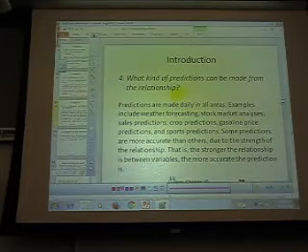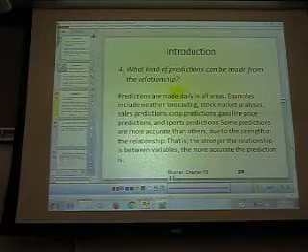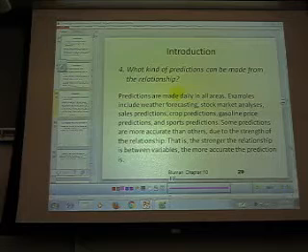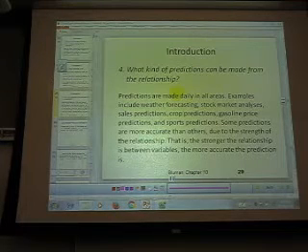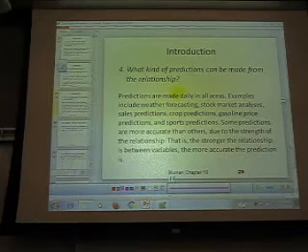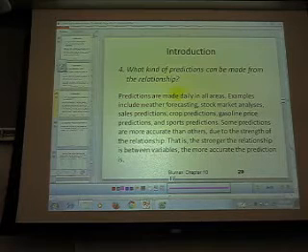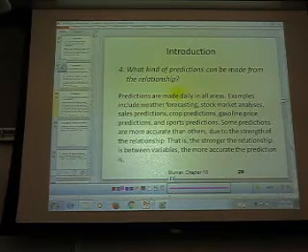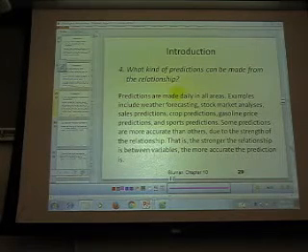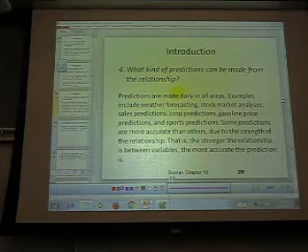Shashank, go ahead and read. What kind of predictions can be made from the relationship? Predictions are made daily in all areas. Examples include weather forecasting, stock market analysis, sales predictions, crop predictions, gasoline price predictions, and sports predictions. Some predictions are more accurate than others due to the strength of the relationship. That is, the stronger the relationship is between variables, the more accurate the prediction is.